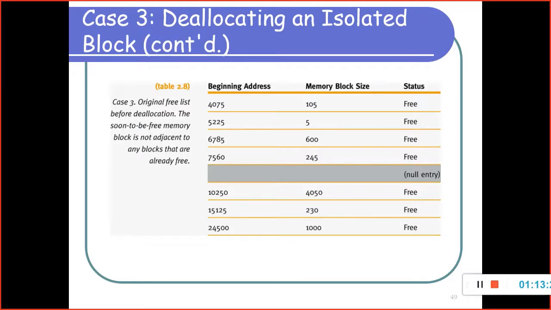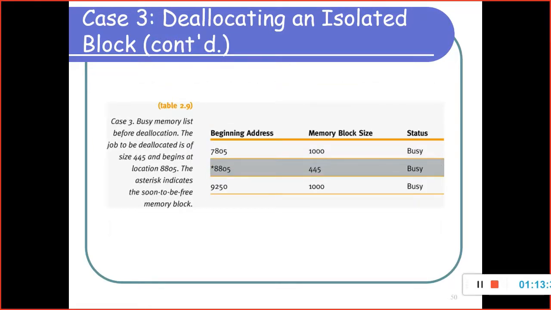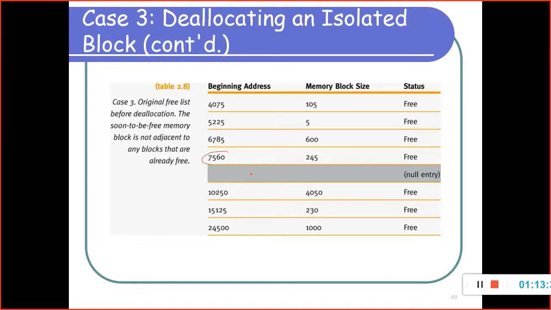Okay, we see this one. This one is the original free list before the deallocation. Okay, you have here, remember this one. And this is a null entry. But the deallocation address is somewhere here, somewhere between this one and this one. Because between address 7560 until 10250, this one is free, but this one is all busy.